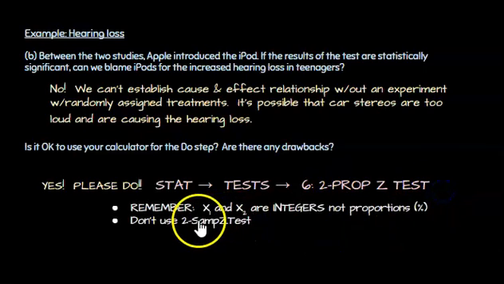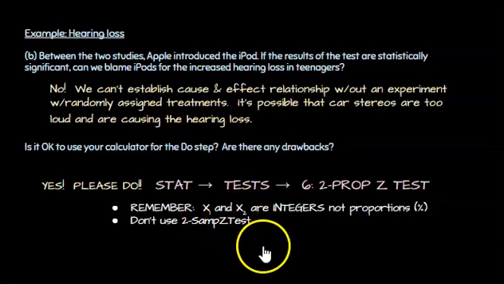Now, be careful because remember, again, it's going to ask you for x1 and x2, and those are integers. They are not percentages. So if you put in decimals, you're going to get an error. Just like I showed you on the confidence interval video, you've got to put in x1 and n1 as integers. And again, don't use the 2 sample z-test.